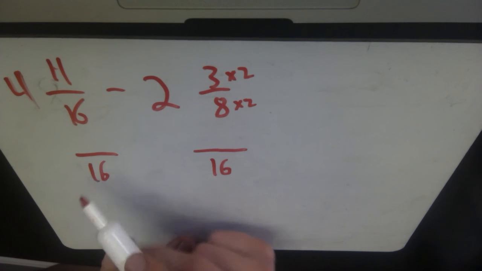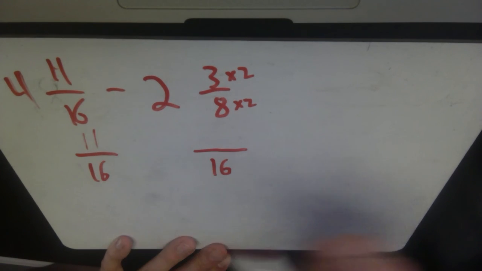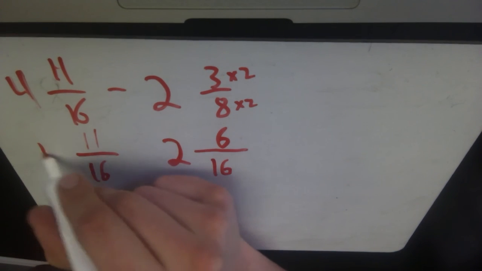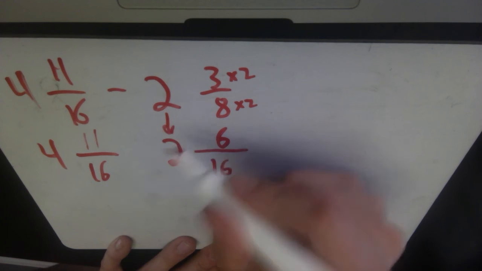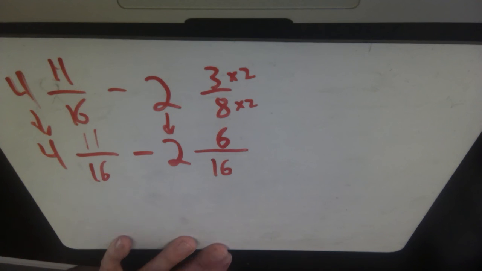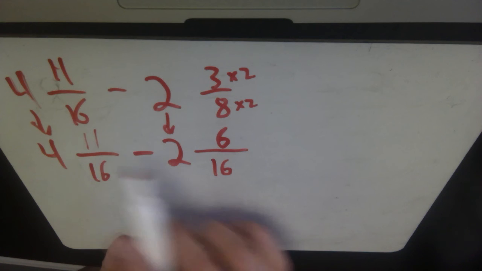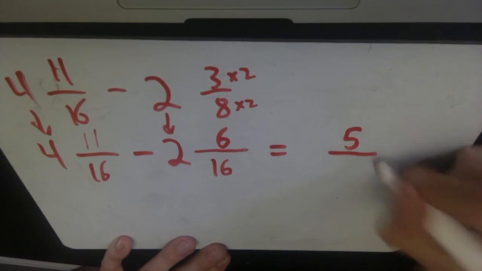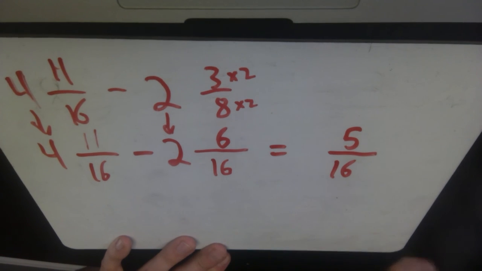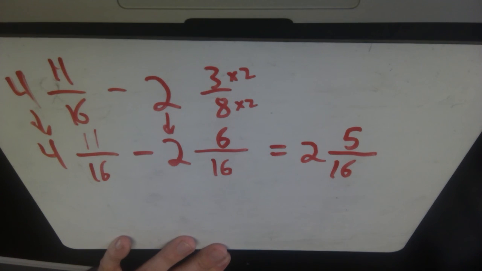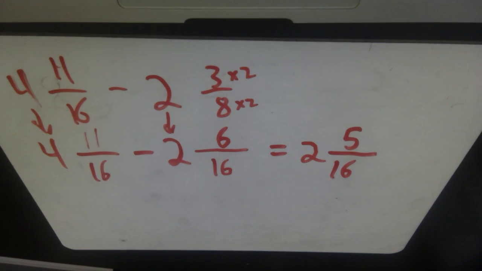Over here to get to 16, I didn't have to do anything, so bring down your 11. 2 times 3 is 6. Carry down your whole numbers. So just bringing them down here, like we've been doing in the past couple questions. Looking at our new mixed numbers, 11 subtract 6 is 5. And 16, carry that over because that is our denominator. And 4 subtract 2 is 2. So final answer there, 2 and 5 over 16.